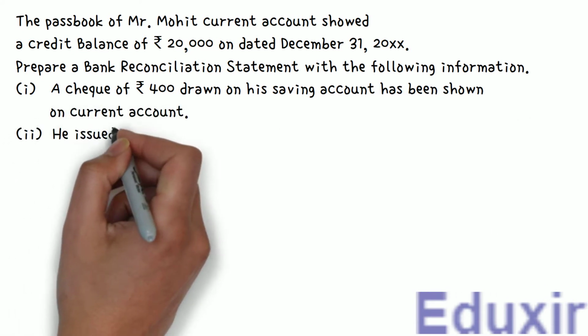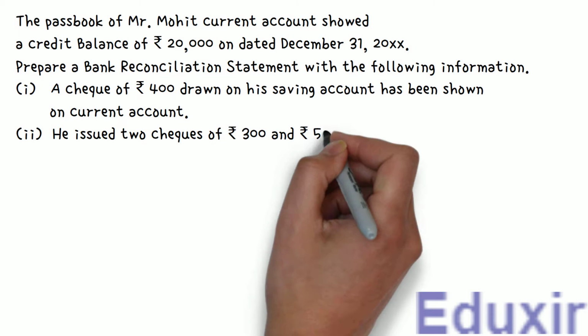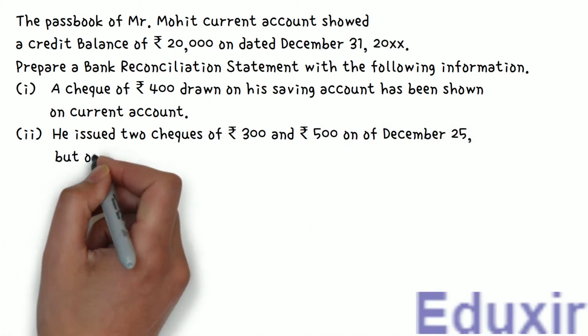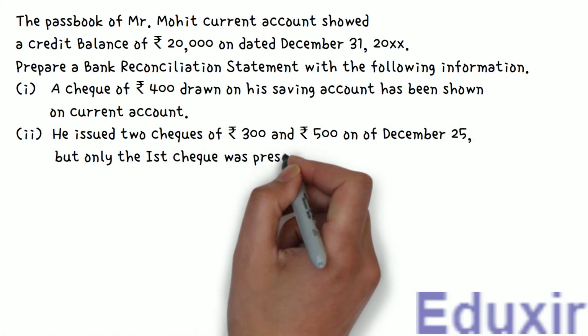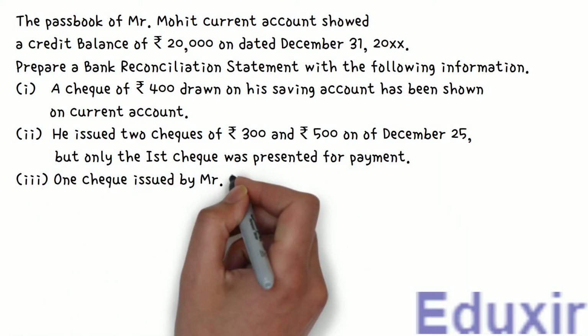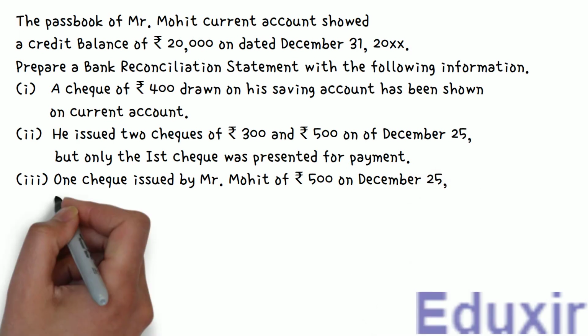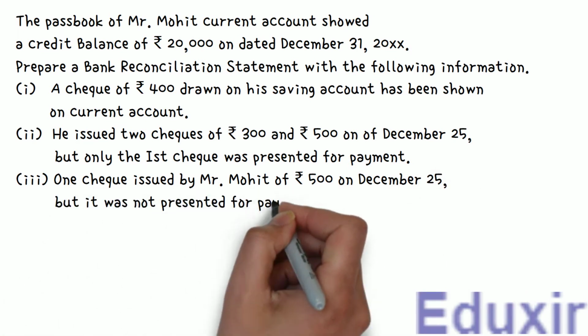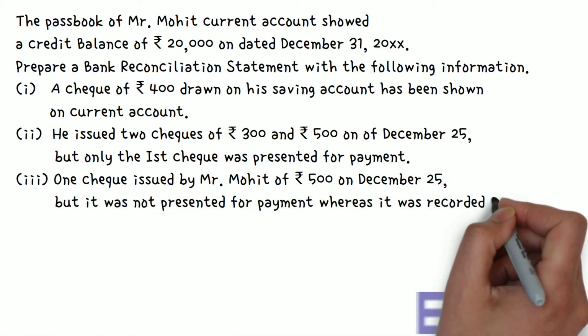He issued two cheques of 300 rupees and 500 rupees on December 25th, but only the first cheque was presented for payment. One cheque issued by Mr. Mohit of 500 rupees on December 25th, but it was not presented for payment, whereas it was recorded twice in the cash book.